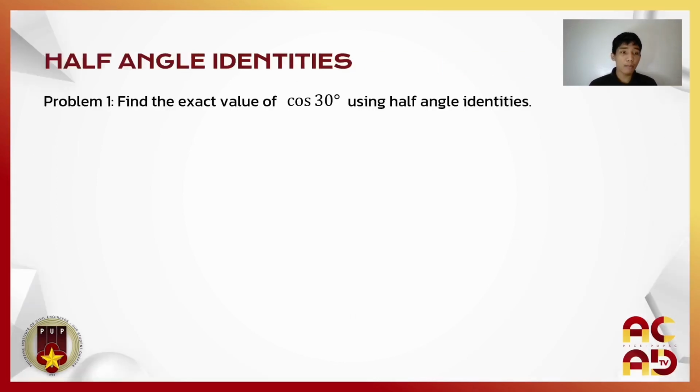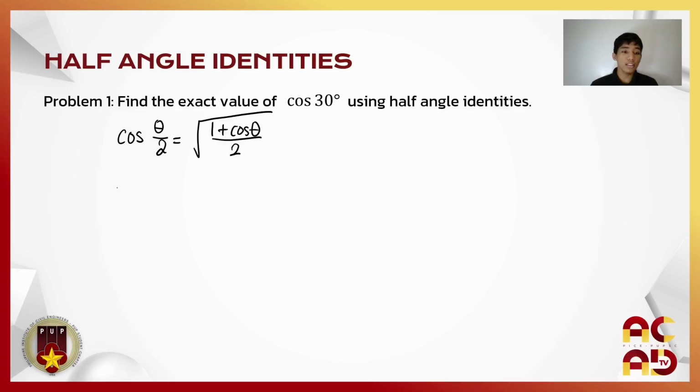So, ang problem number 1, find the exact value of cosine 30 degrees. Ang ilan sa atin, maybe, alam na yung value ng cosine 30 degrees. But, let's prove that using half-angle identities. So, dahil cosine tayo, yung half-angle identity for cosine is cosine theta over 2 is equal to the square root of 1 plus cosine theta all over 2.